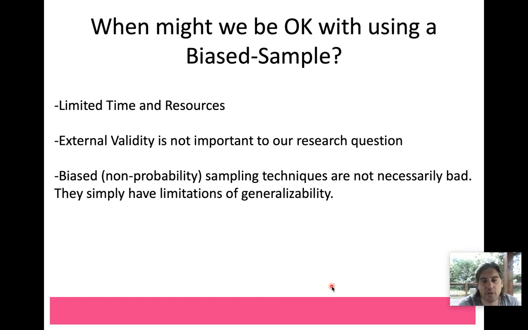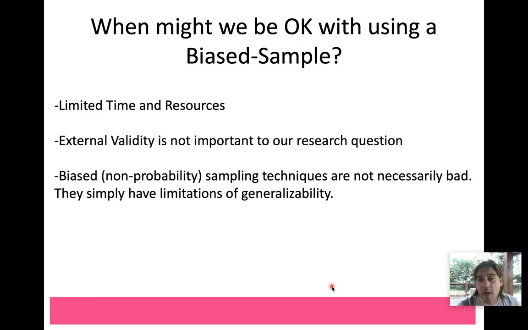Okay, so let's wrap up with biased samples by talking about when we might be okay. We've talked about it throughout, but when might we be okay with using a biased sample? Sometimes you just have limited time and resources and you can only do so much. And you need the data. And so you don't have millions of dollars or hundreds of employees to go out and collect the data for you. And so you have to compromise by using a biased sampling method.